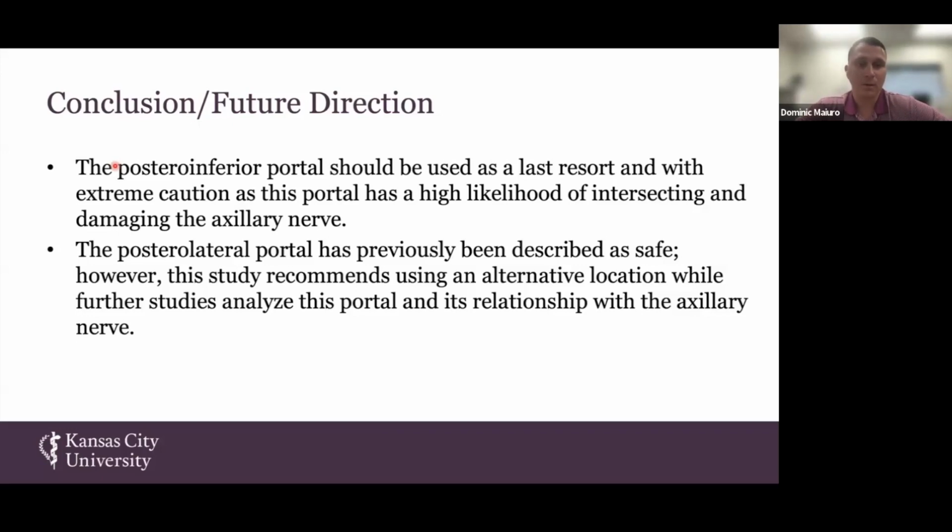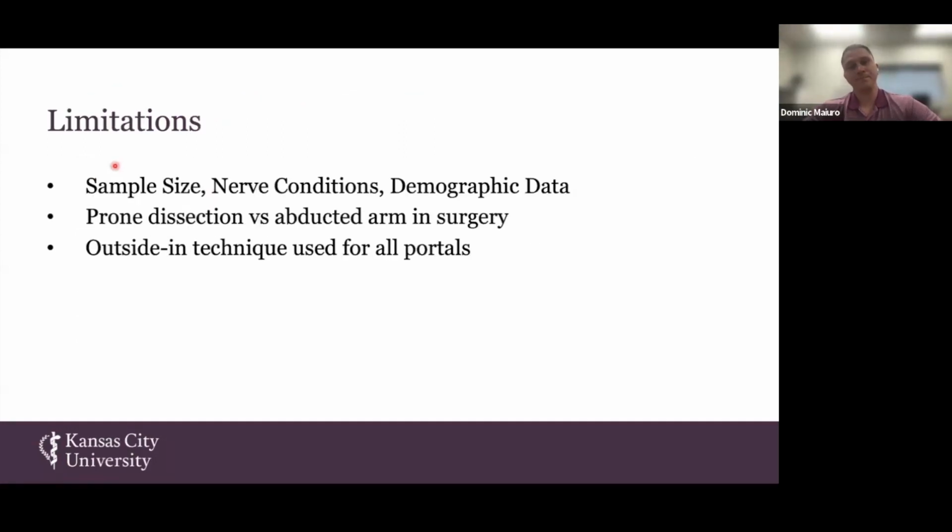And so the posterior lateral portal has been previously described as safe. However, the study recommends using an alternative location while further studies analyze this portal and its relationship with the axillary nerve. So limitations were sample size, nerve conditions, demographic data. A prone dissection was done. However, during surgery, they're often in an abducted arm position. So that would shorten the nerve, actually bring it up higher. As you abduct the arm out, it actually shortens the distance the nerve has to travel. And so it pulls it up relative to the lateral edge. And so that would make it even more dangerous, in my opinion.